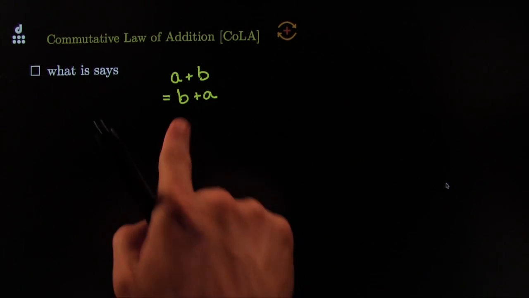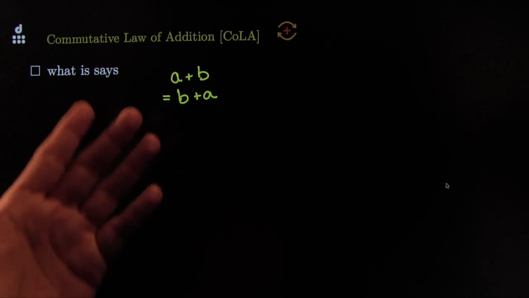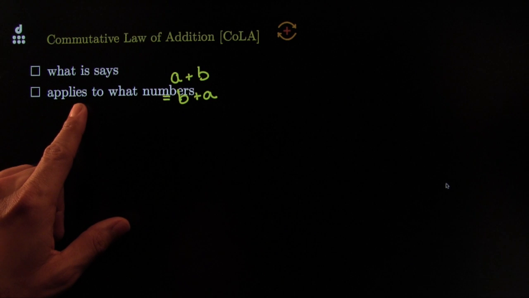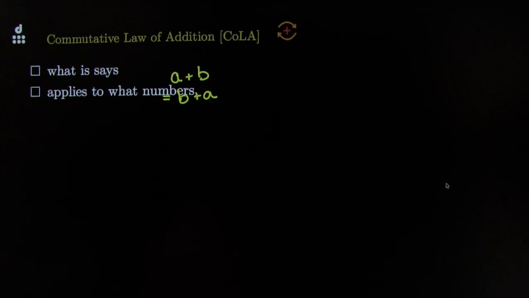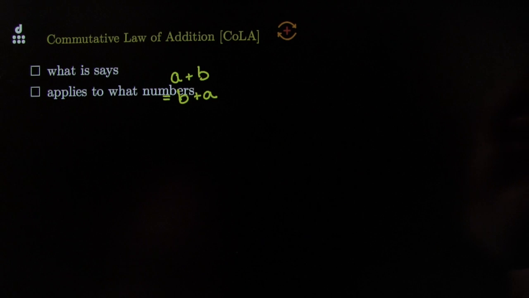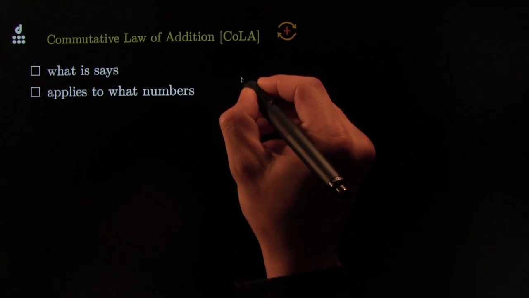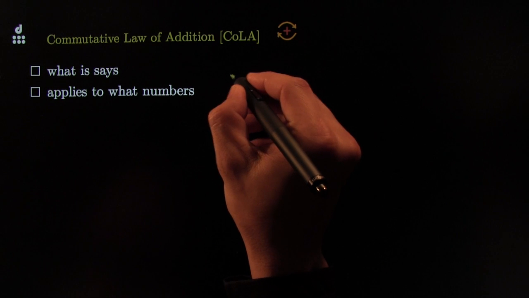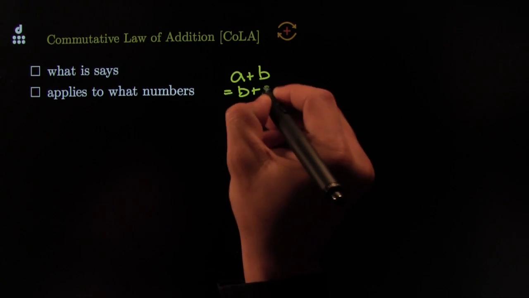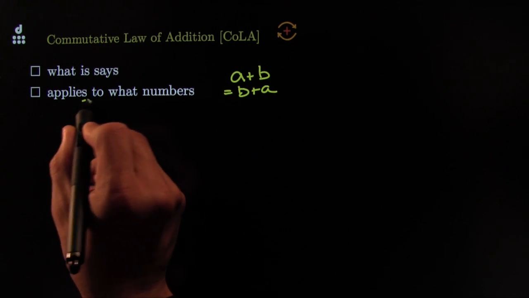But you also should note that a lot of these things, while they may be true for some numbers, sometimes they're not true for other things. So it's important to indicate here what numbers it applies to. Okay? Let me move this over here because that looks a little strange. So this one says A plus B is equal to B plus A. And we need to answer this question, what does it apply to?